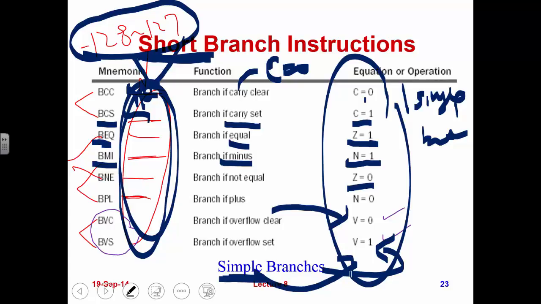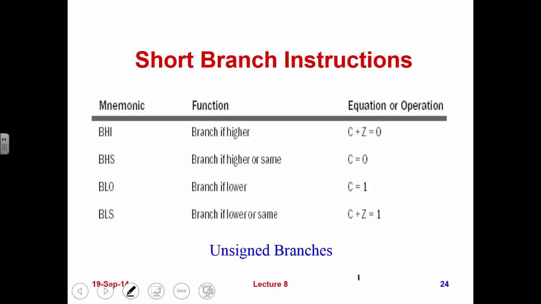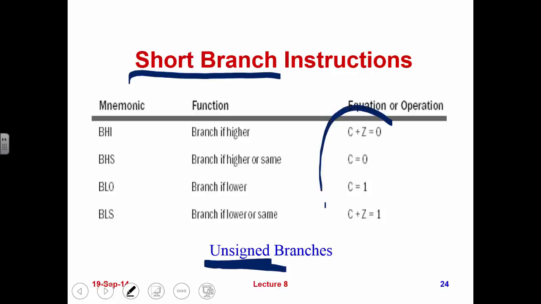So that means, for some branches, they are not simple. They check a combination of more than one bit to see if the condition is met. Here again, a short branch, but unsigned. Unsigned branch means we assume all the numbers we compare come from the result of an unsigned operation.